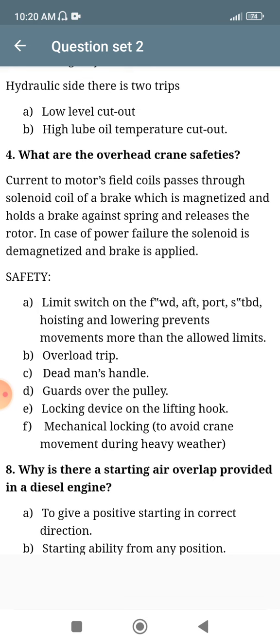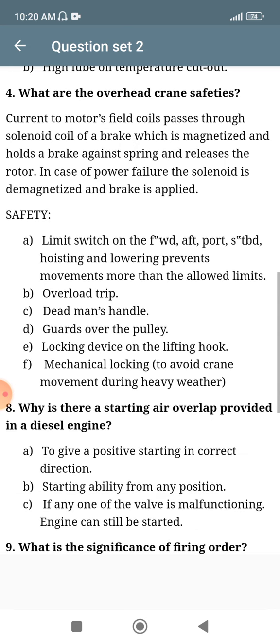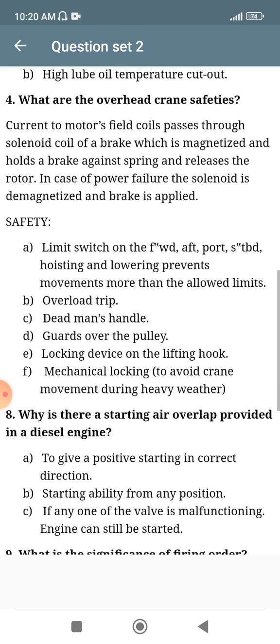Safeties are limit switches: forward and aft limit switch, port and starboard limit switch, and hoisting and lowering, that is going up and down, switch. They prevent movement more than allowed limits. Then there is an overload trip, dead man's handle, guard over pulley, locking device on the lifting hook, and mechanical locking to avoid crane movement during heavy weather.